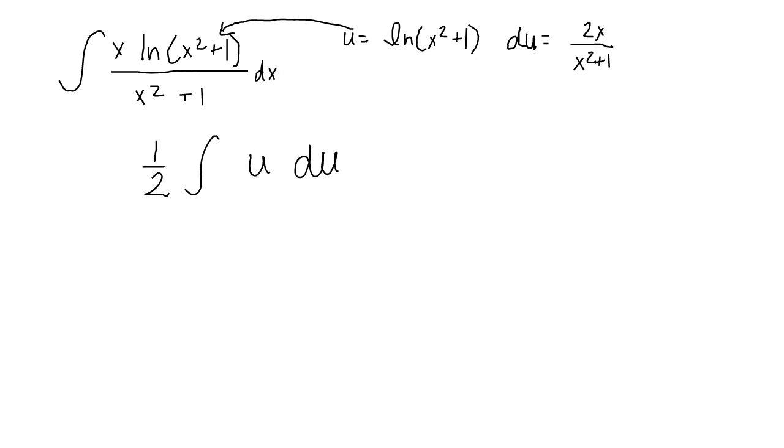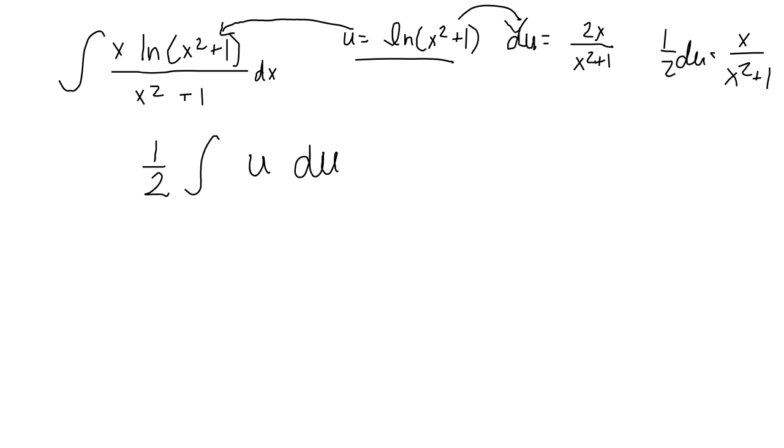Does everyone see how I got that? Any confusion on how we got there? Basically, I picked the harder thing as my u, and then I made du equal to 2x divided by x squared plus 1 by taking the derivative, and then I just rewrote that as u du after I took out the 1/2. So 1/2 du would be.